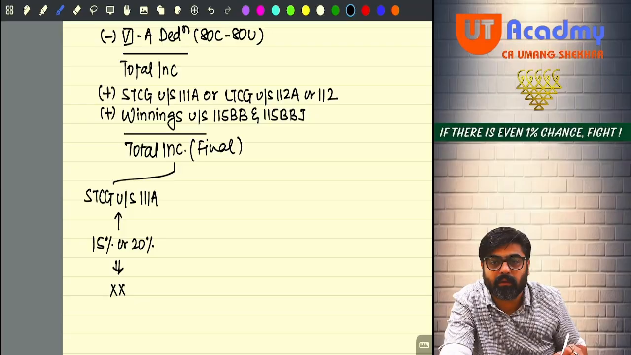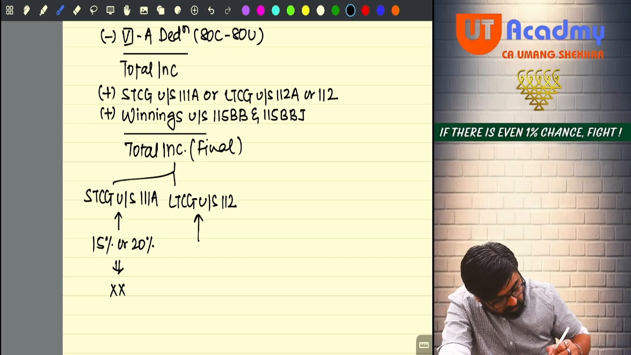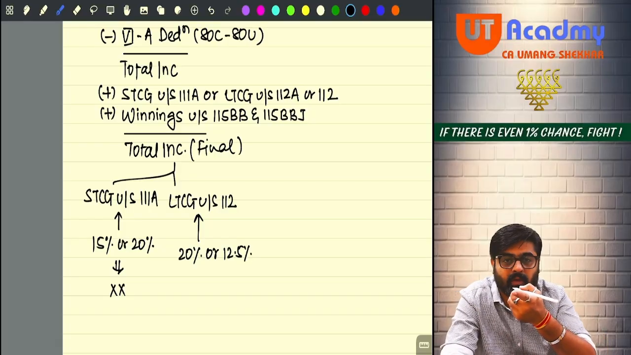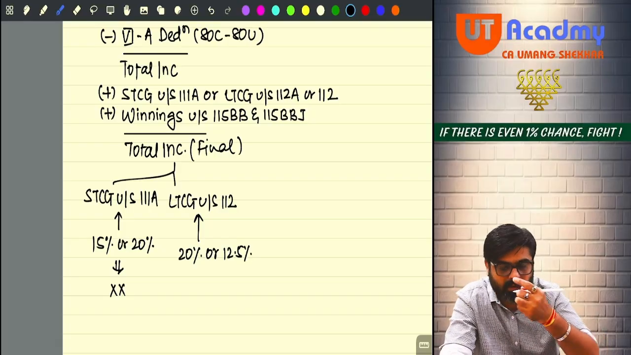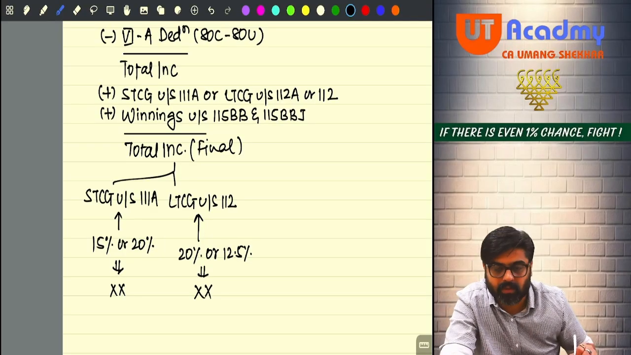Now, you will have long-term capital gain also under section 112. On this, how much will you apply? You will apply either 20% or 12.5% as the case may be, depending on when the asset was transferred. Yesterday I have already discussed these tax rates. Okay? Then you will get a tax amount.